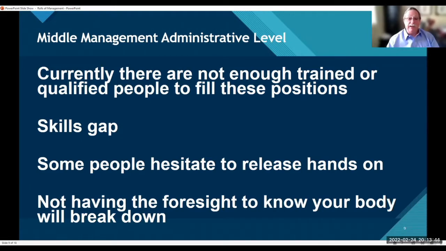And it's crazy. These people are highly qualified. This job pays a lot of money with great benefits, and yet I can't hire these people. So there's a skills gap that we're all talking about right now. And the skills gap is not necessarily that they can't handle the computer or they don't have the degrees or whatever, but they don't have the skills to deal with the people at this middle management level. Again, some people are hesitant to give up their hands-on responsibility.